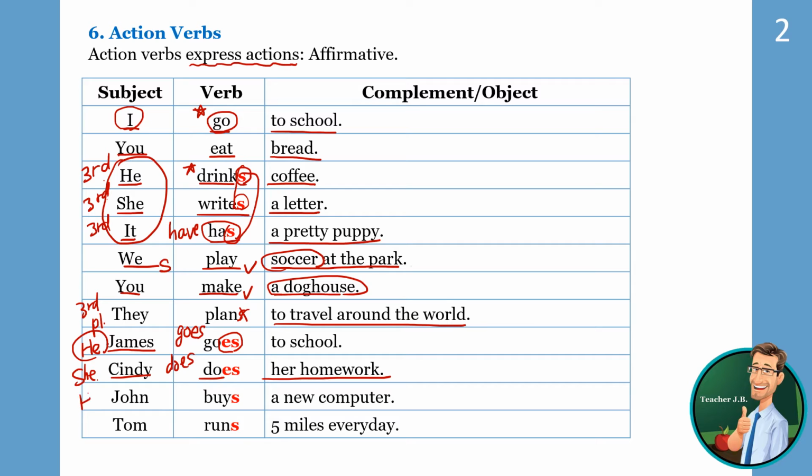John is he, right? So this is third person singular. John buys a new computer. Tom is he, third person singular. Tom runs 5 miles every day. This is affirmative. Just remember the order. Subject, verb, either complement or object.